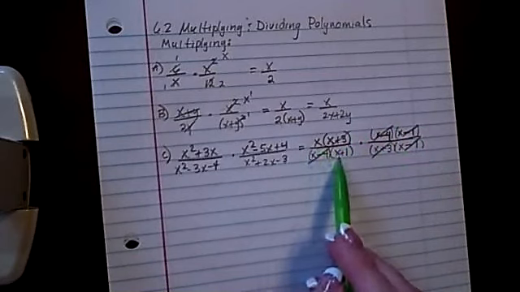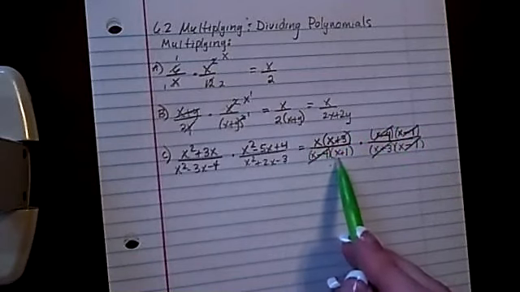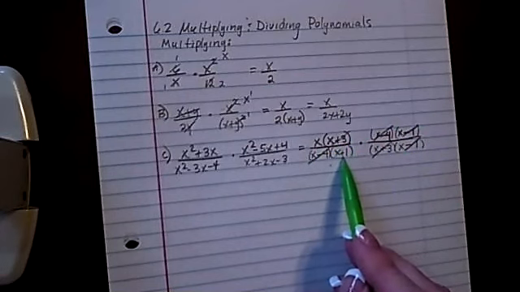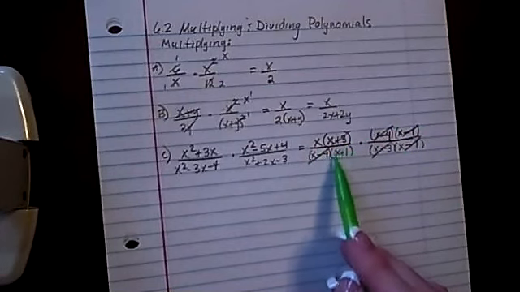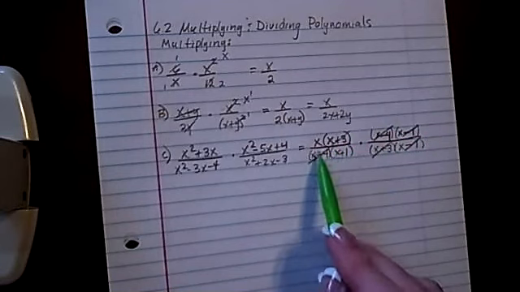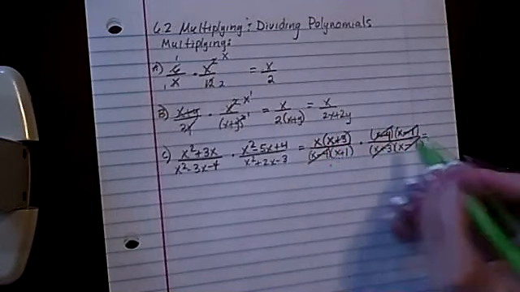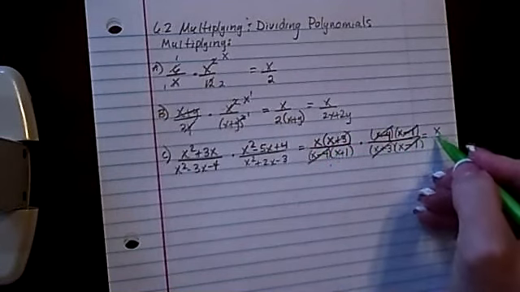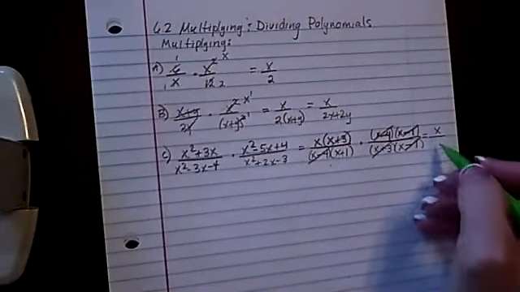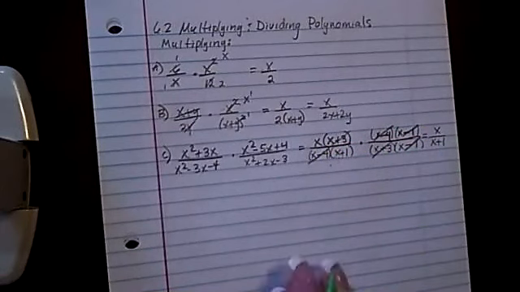Now, can I cancel these? No. Why? Because this is a whole factor with a plus or minus sign. So you have to cancel the whole thing. So I can't go any further. So my answer here is going to be what's left on the top, which is x, and what's left in the numerator, x plus 1.